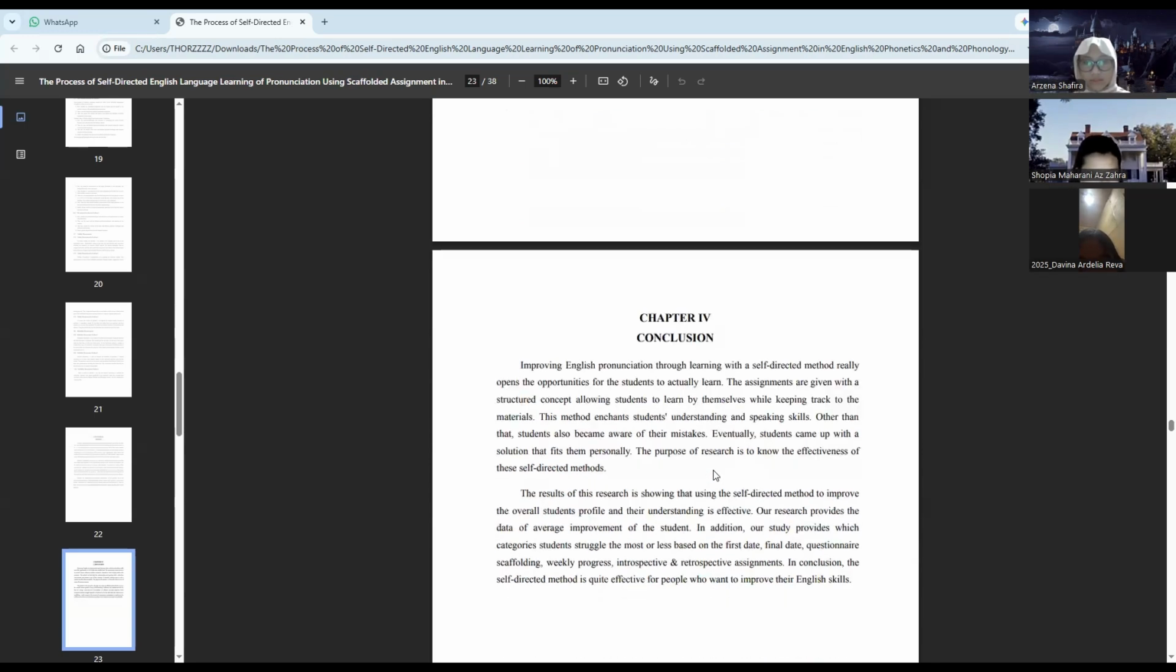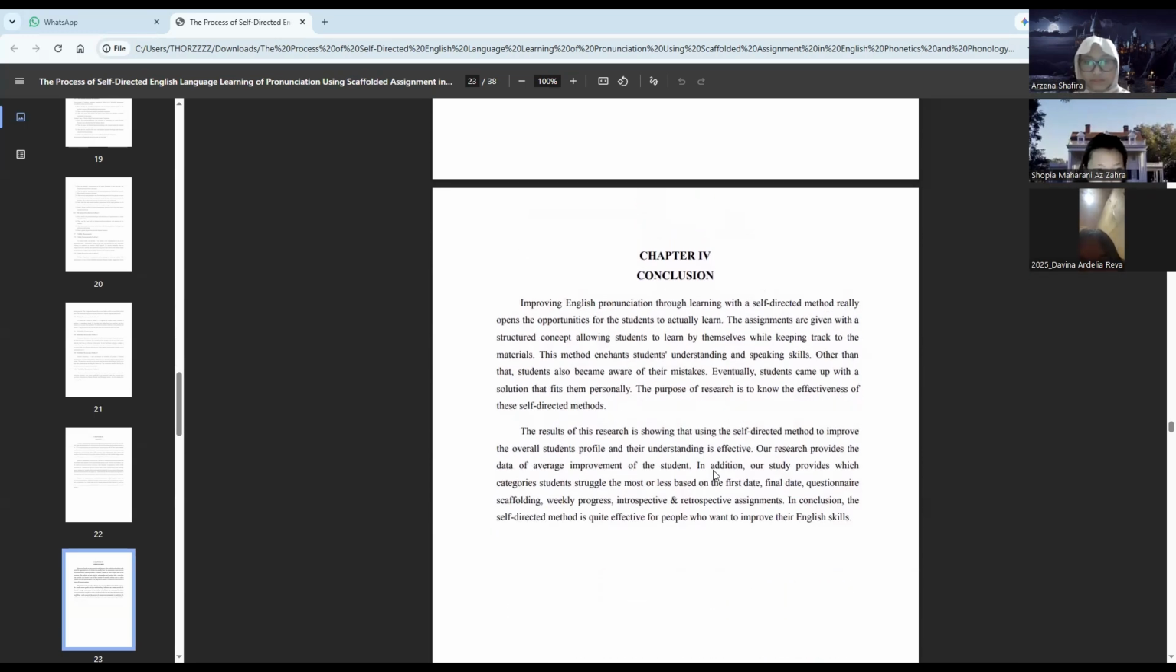And the conclusion is that improving English pronunciation through learning with a self-directed method really opens opportunities for the student to actually learn. The assignments are given with a structured concept, allowing students to learn by themselves while keeping track of the materials. This method enhances students' understanding and speaking skills. Other than that, students also become aware of their mistakes. Eventually, students come up with a solution that fits them personally.